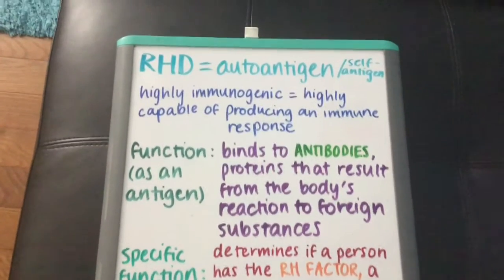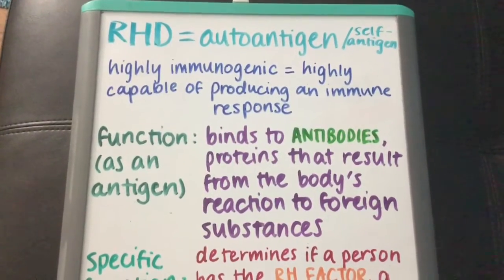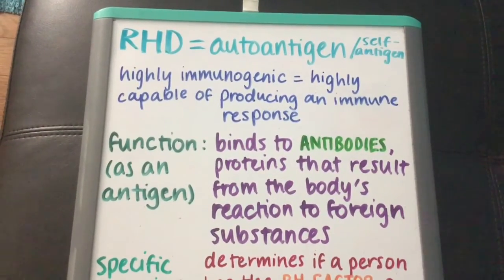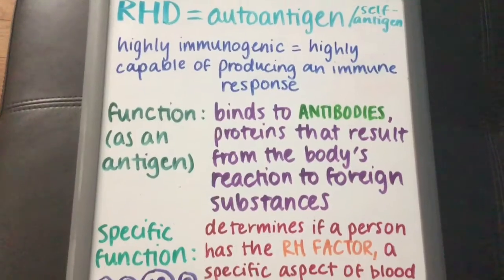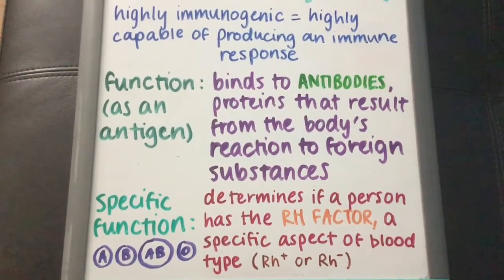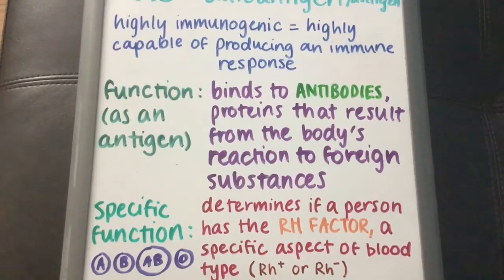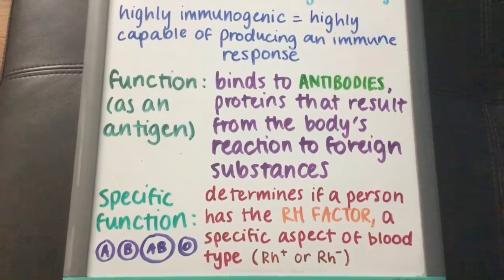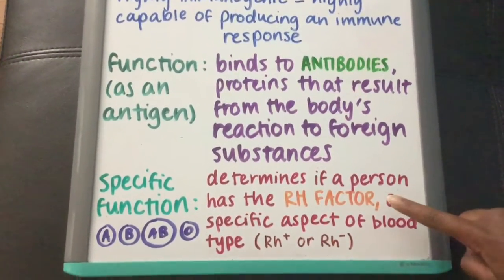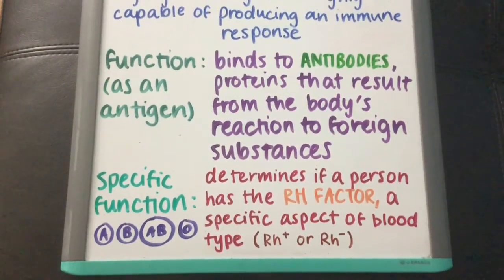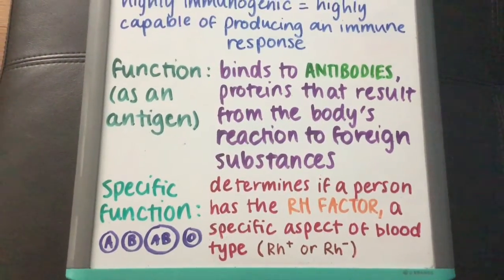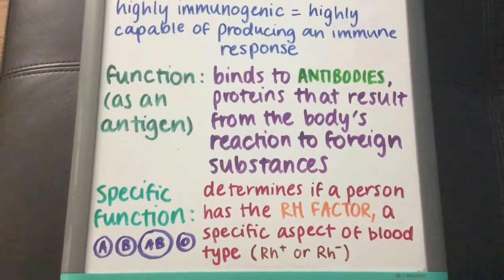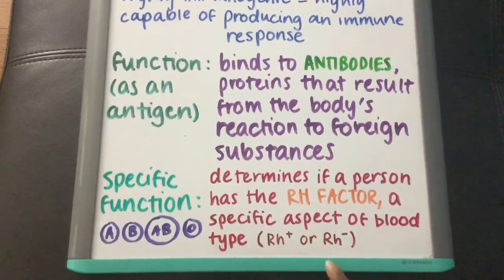The RHD protein is an autoantigen or self-antigen, meaning that it originates from within the body. It is highly immunogenic, or highly capable of producing an immune response, so its function as an antigen is to bind to antibodies, proteins that result from the body's reaction to foreign substances. However, more specifically, the RHD protein determines an important part of a person's blood type, which is the Rh factor. A person's blood type consists of one of the four main blood groups: A, B, AB, and O, and is then further specified as Rh positive or Rh negative.